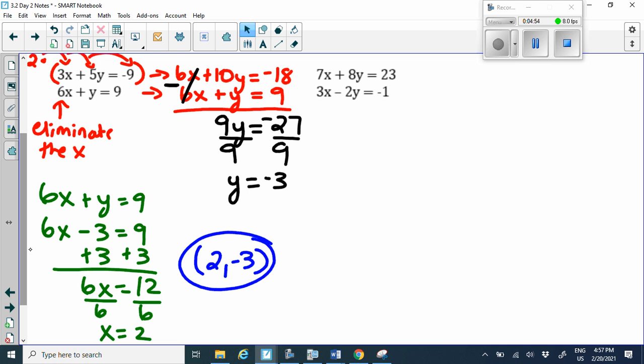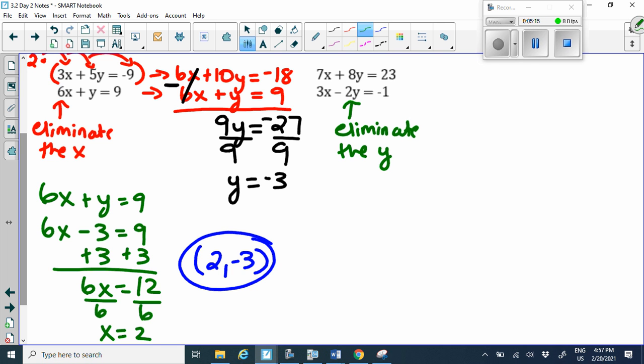Now, some of you might have gotten rid of the x's, or some of you might have gotten rid of the y's. I'm going to go ahead and get rid of the y's, just because I think I can do that by multiplying just one equation instead of both equations. I always want to do the easiest thing imaginable, right? I don't want to do a lot.